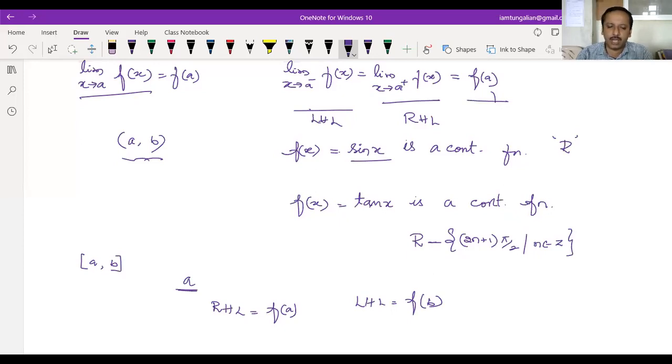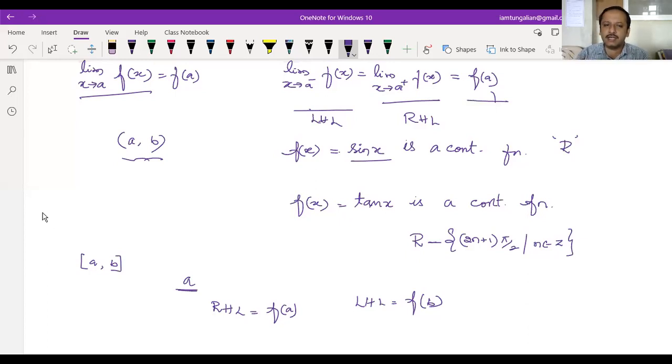Okay? Then in general, if it is an interior point of that domain, interior point means, in this interval, other than a and b. All other points which are in between a and b are called interior points. If it is an interior point, then to say that it is continuous at that point, the left hand limit must be equal to the right hand limit, which is equal to the functional value.